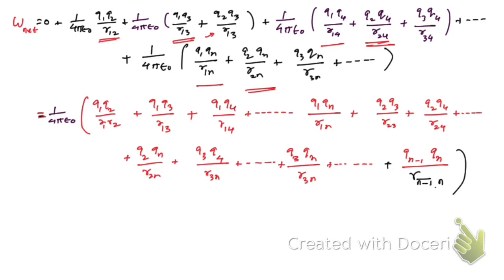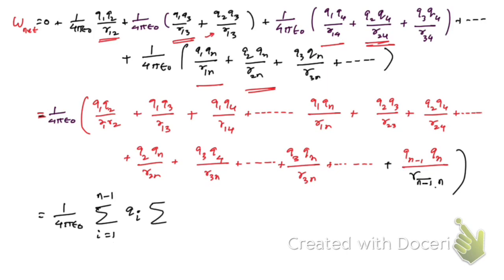Here you see, it can be written in the form of summation in this way: 1 by 4 pi epsilon naught, summation from i equal to 1 up to n minus 1, qi. Here we have put q1, q2, up to q n minus 1, from i equal to 1 up to n minus 1. So hope you have understood this.